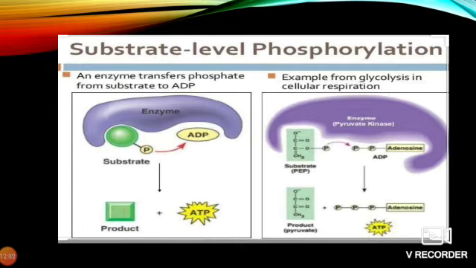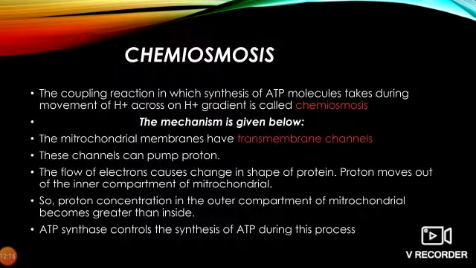Here we have the image of substrate level phosphorylation, where enzymes transfer phosphate from substrate to ADP, forming ATP and the product. The example is taken from glycolysis in cellular respiration.